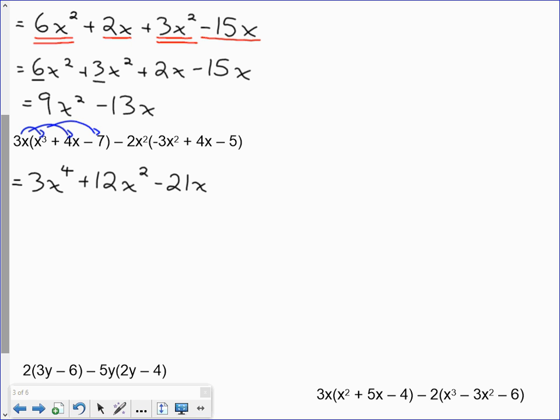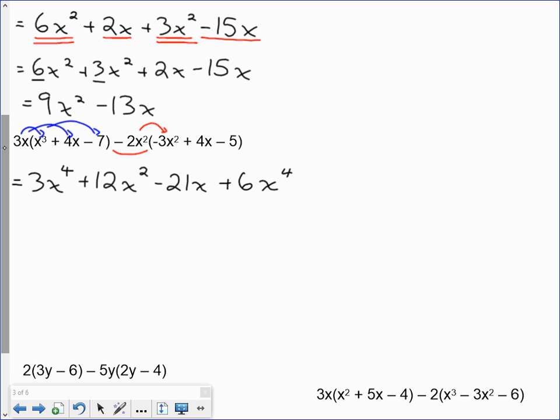All right, our second expression, we're going to do a negative 2x squared times negative 3x squared. So let's see. Negative 2 times negative 3 is going to be positive 6. X squared times x squared, we add the exponents to get 6x to the power of 4.